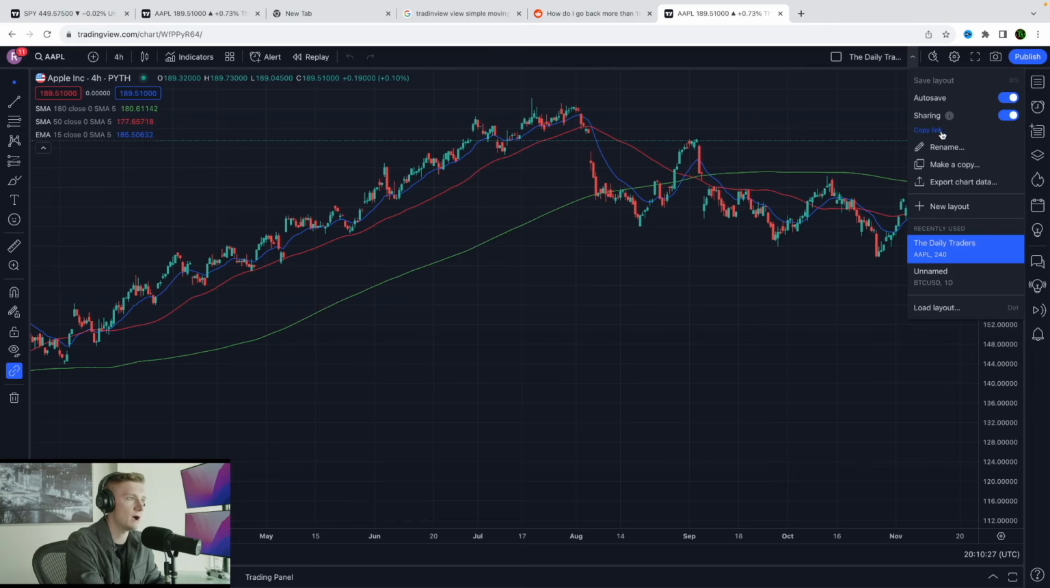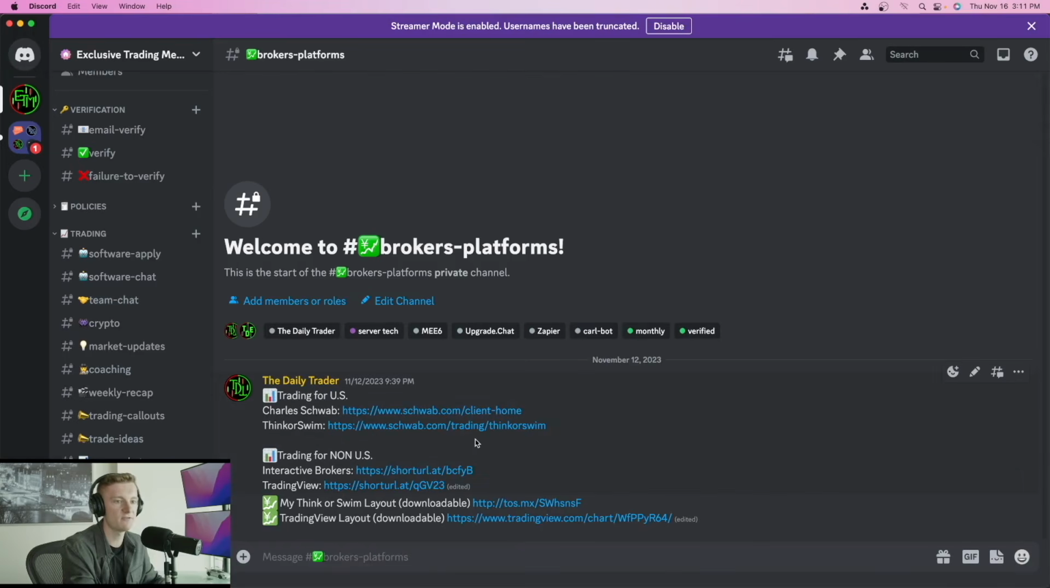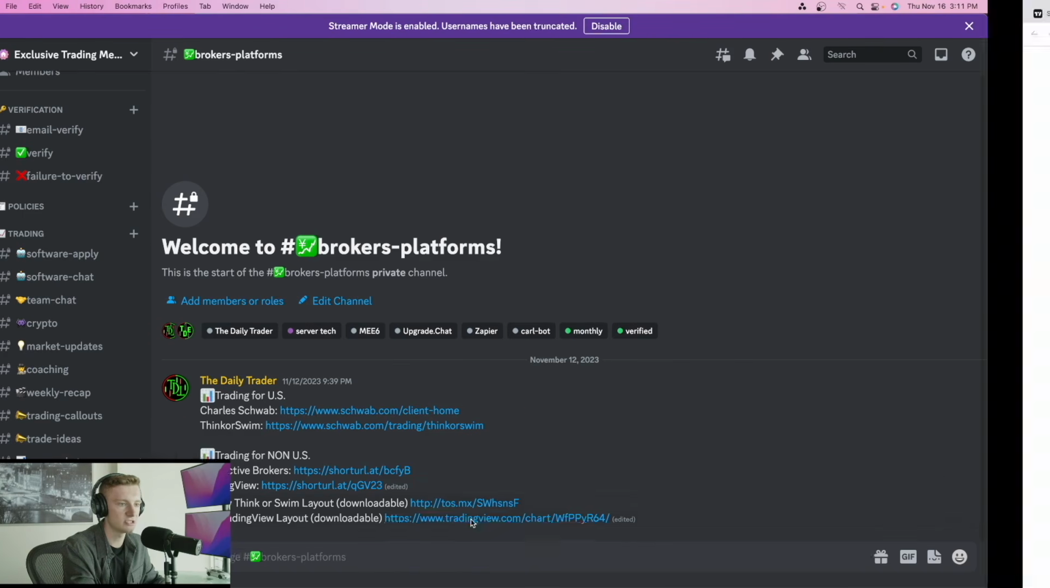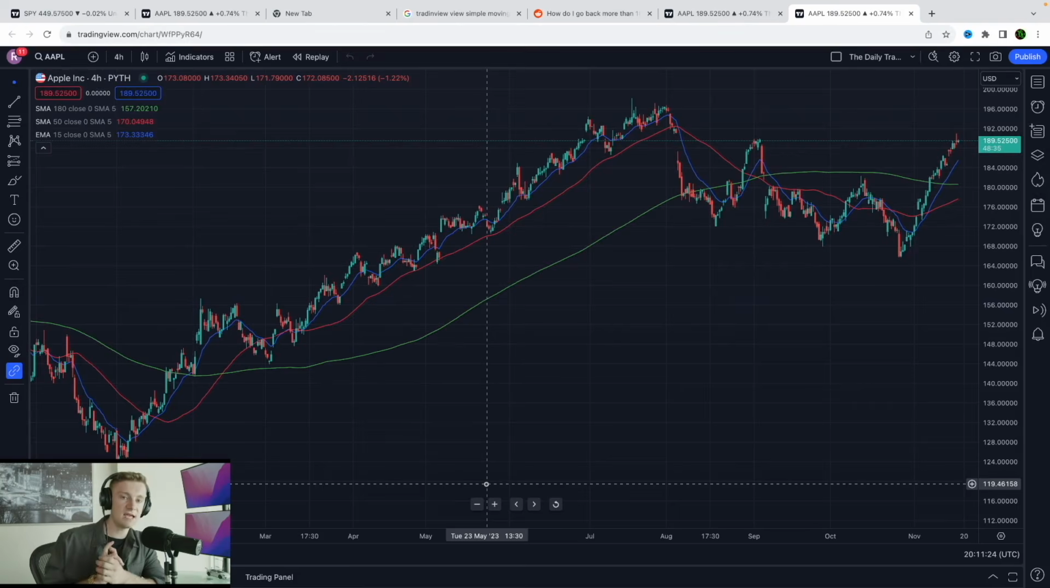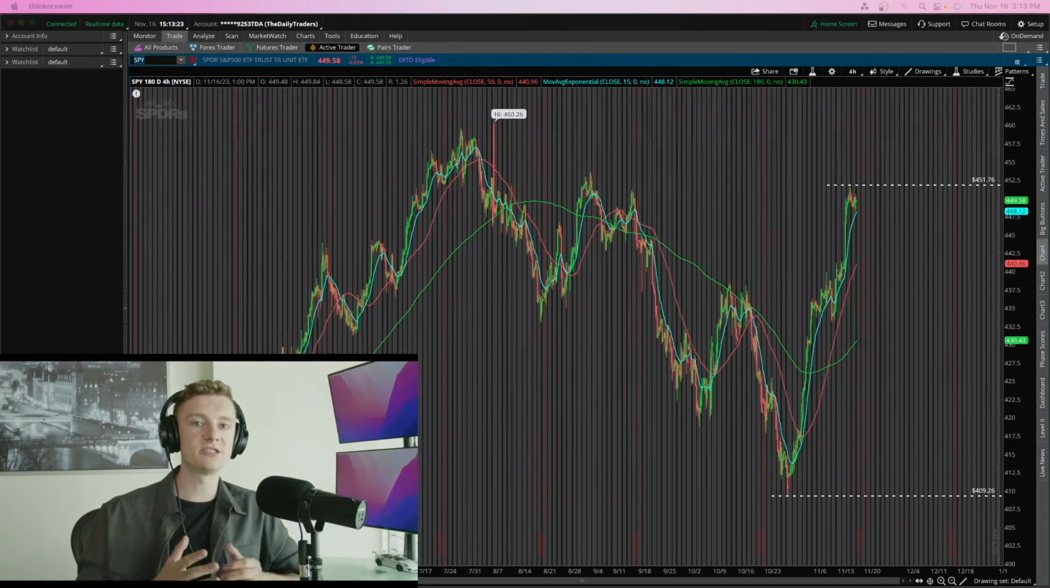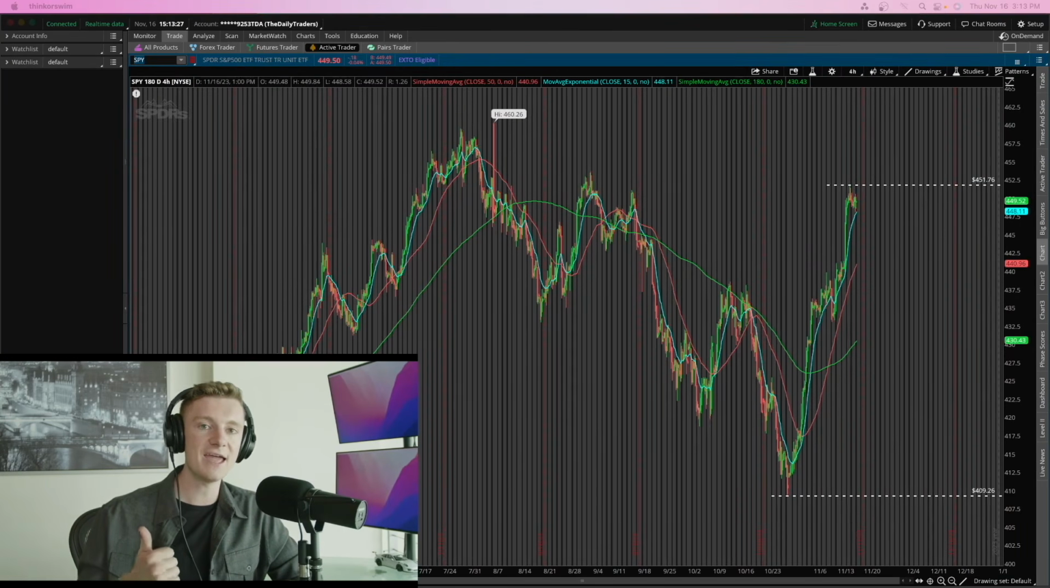I will go ahead and copy a link. And I've gone ahead and pasted it right here. Again, brokers platforms, TradingView layout, downloadable. Just click on that. And then you'll have the same layout on your TradingView as I do on my ThinkorSwim. So at this point, you should be ready to go. You've got your broker set up and you've got your trading platform set up. All right, you can go ahead and move on to the next lesson.